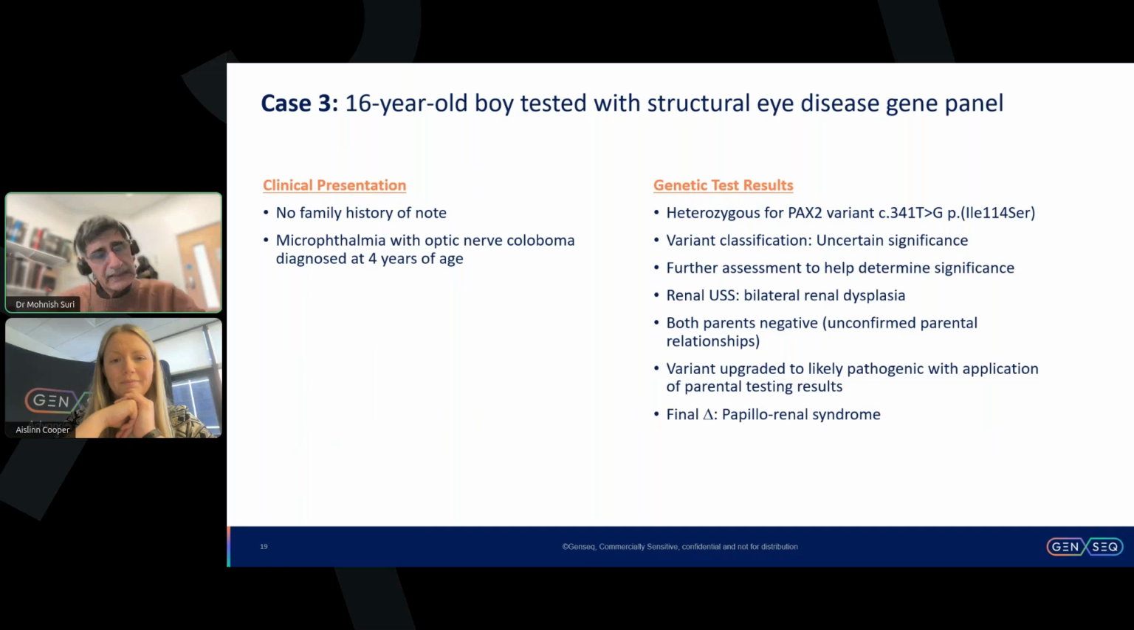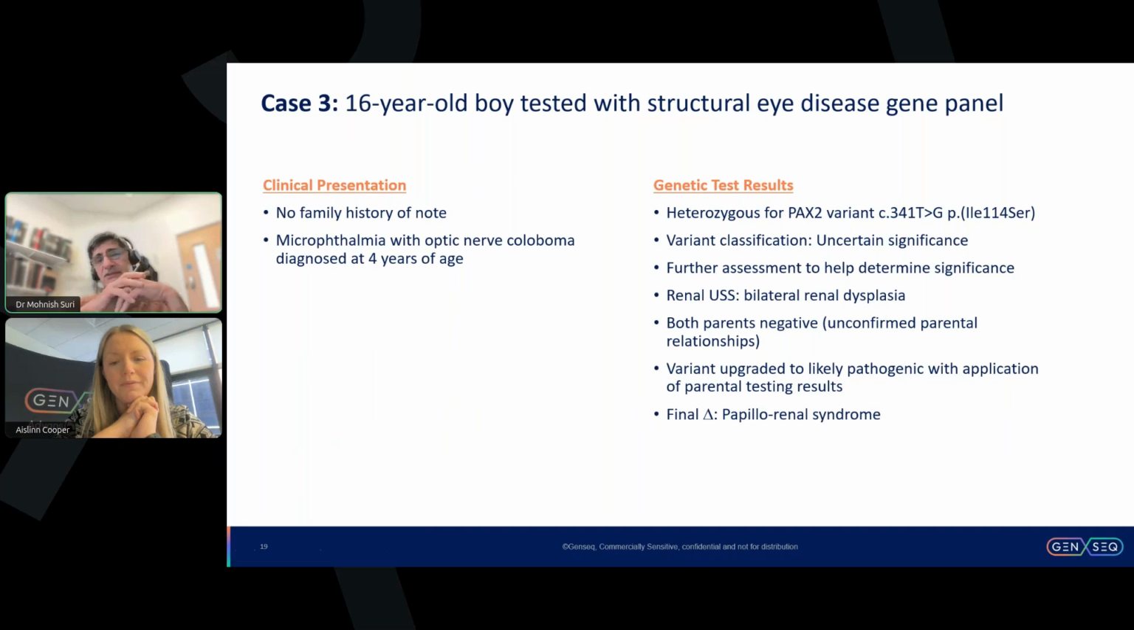And then lastly, case 3 is this child who's a 16-year-old boy, but he actually had been diagnosed with microphthalmia with optic nerve coloboma when he was 4 years old, and he had no family history of similar problems. So microphthalmia, optic nerve coloboma, I decided to test him with the structural eye disease panel, which has around 185 genes on it. And interestingly, he was found to have a variant in PAX2.